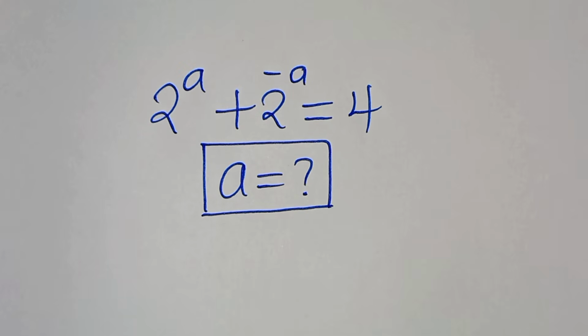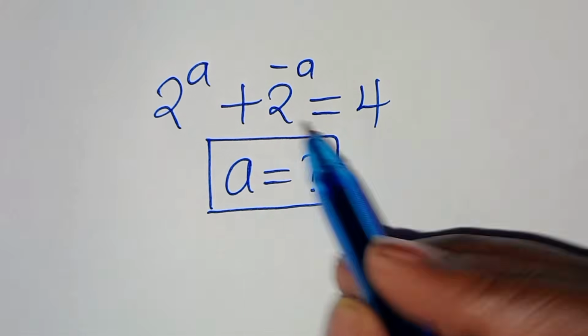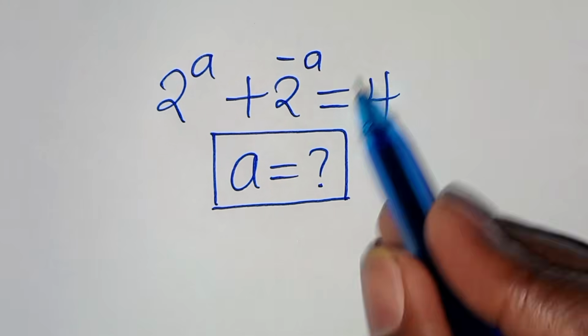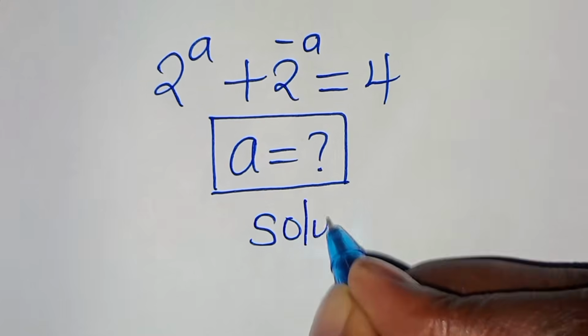Hello everyone, you're welcome to solve this nice algebra problem, which is 2 to the power of a plus 2 to the power of minus a. This is equal to 4. So what is the value of a? Now let's provide a solution from here.